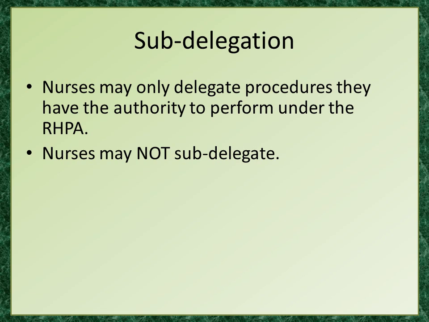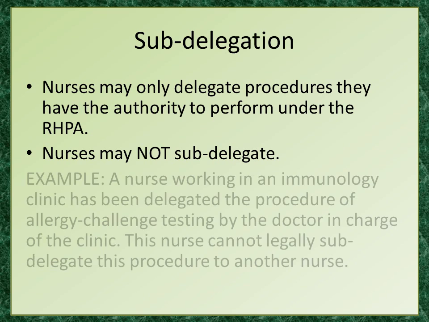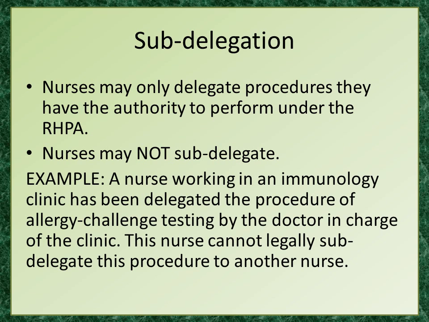Nurses may only delegate those acts under the Regulated Health Professions Act that they have the authority to perform. RNs may delegate to other RNs, to RPNs, or to unregulated care providers. RPNs may delegate to unregulated care providers. Nurses may not sub-delegate any procedure that has been delegated to them. For example, a nurse working in an immunology clinic has been delegated the procedure of allergy challenge testing by the doctor in charge of the clinic. This nurse cannot legally sub-delegate this procedure to another nurse.